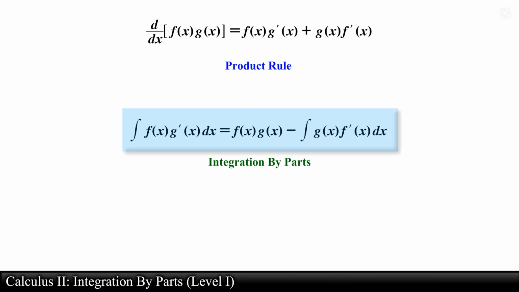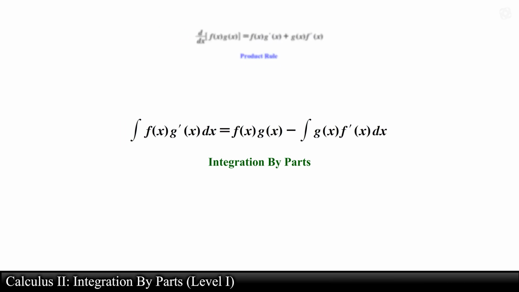This formula is called the formula for integration by parts, and you can easily derive it by starting with the product rule, taking the integral of both sides, and rearranging the equation. So there is no need to memorize this equation.